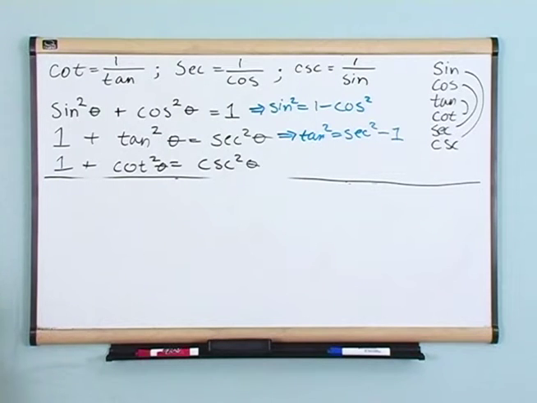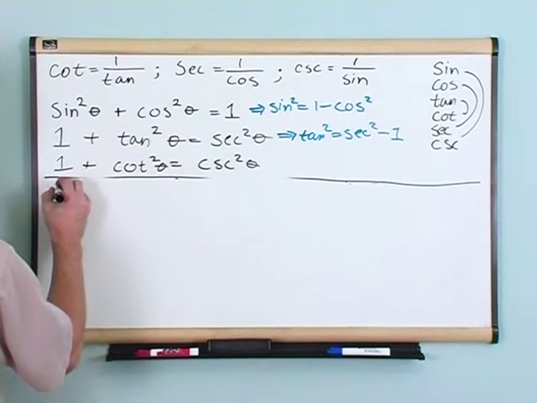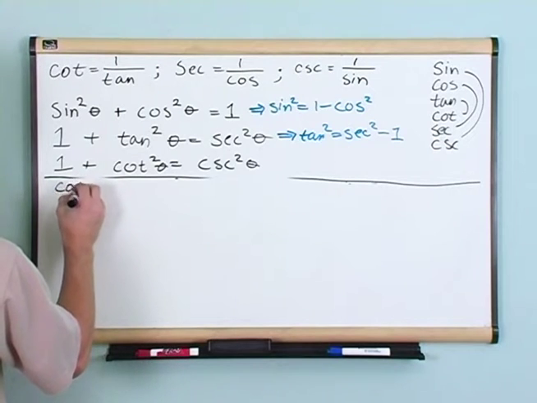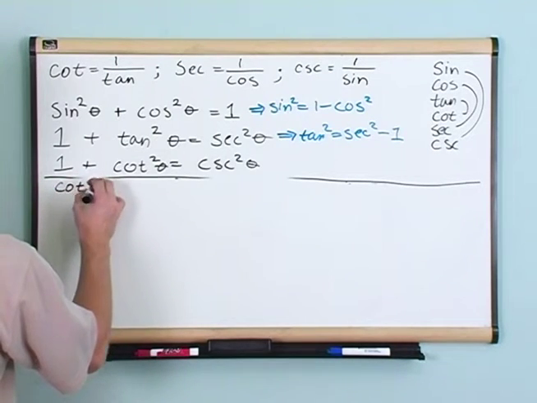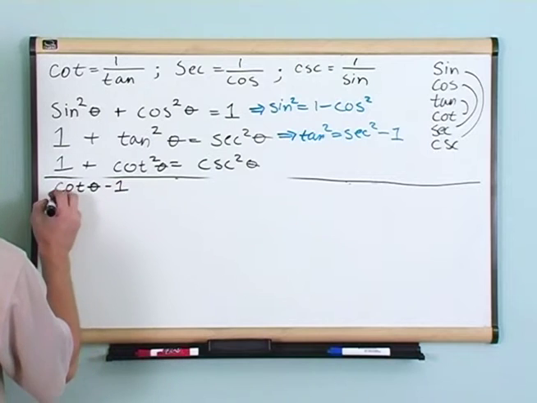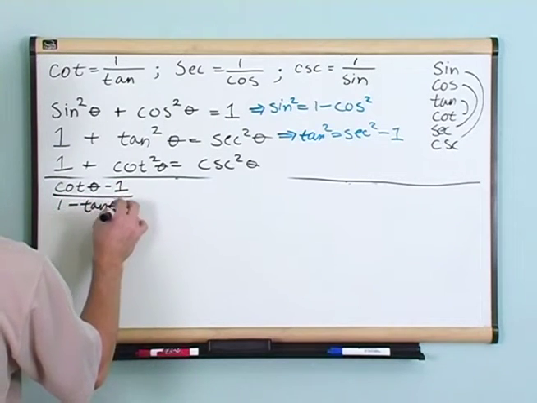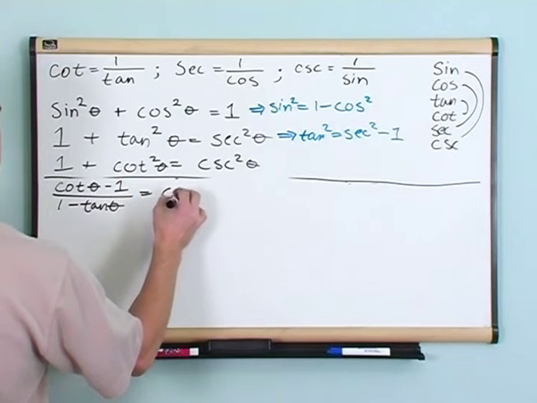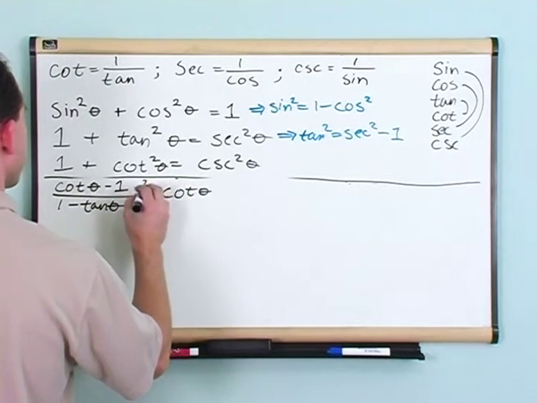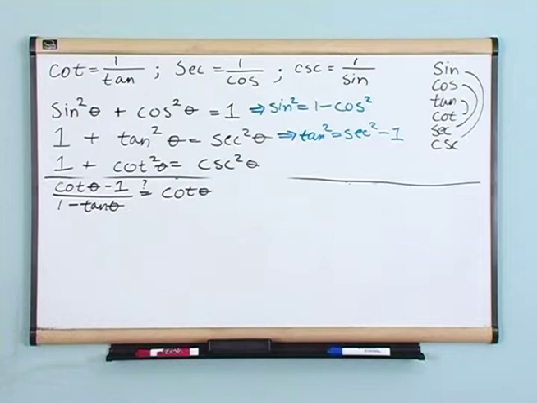Okay, got a couple more problems here. What if we have cotangent theta minus 1 over 1 minus tangent theta equals cotangent theta? And put a question mark because we're trying to prove to ourselves that this is true.